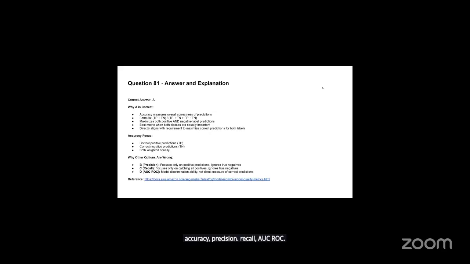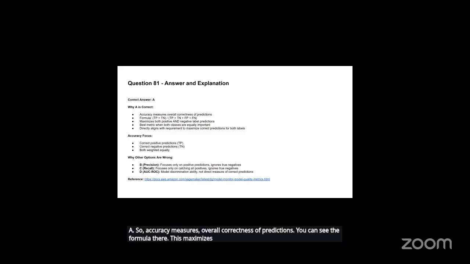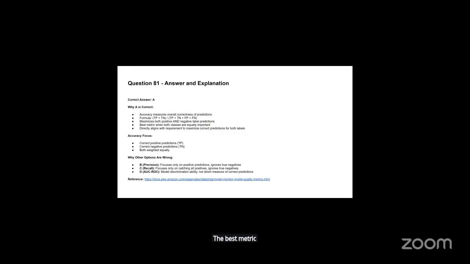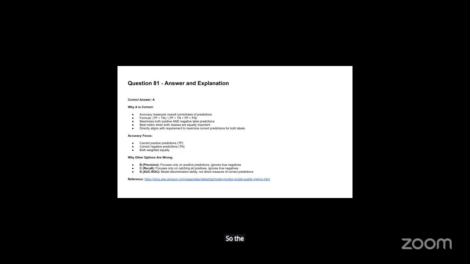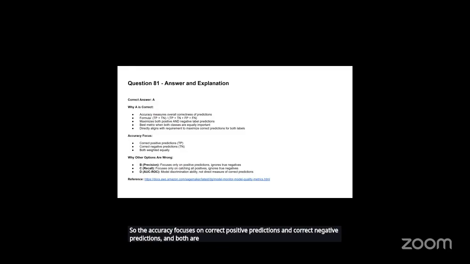A. So, accuracy measures overall correctness of predictions. You can see the formula there. This maximizes both positive and negative label predictions. It's the best metric when both classes are equally important, and it directly aligns with the requirement to maximize correct predictions for both labels. So accuracy focuses on correct positive predictions and correct negative predictions, and both are weighted equally.